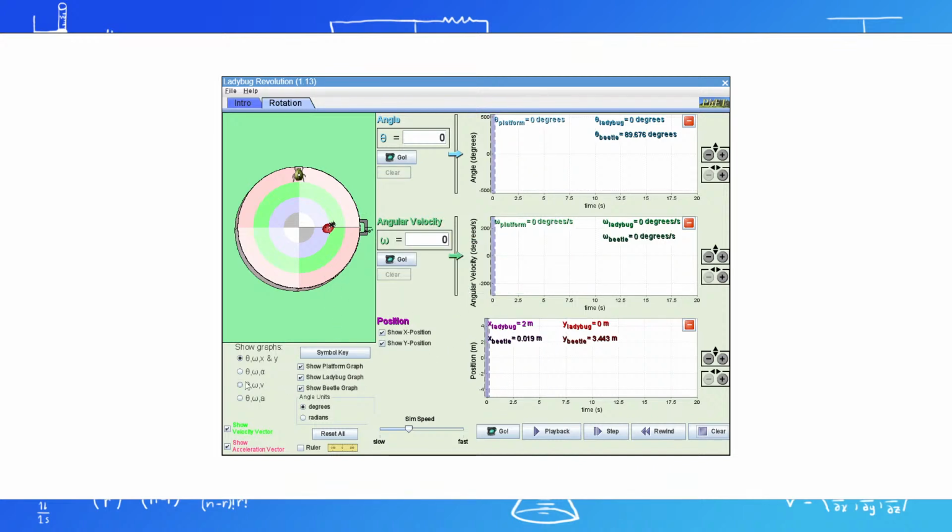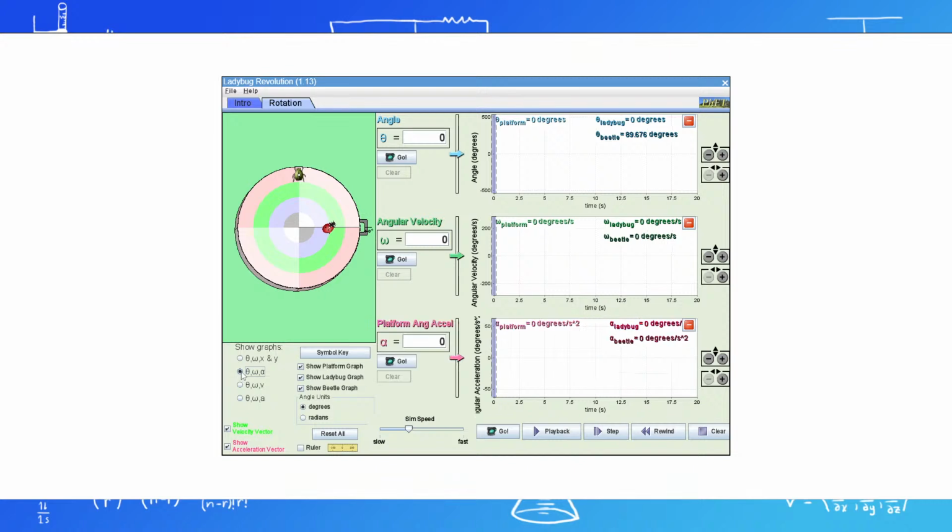I want to have a constant angular acceleration. So I want to show graphs of theta, omega, and alpha. And I'll start with theta equals 0 and omega equals 0. We'll start from rest. And I will give the platform an angular acceleration of, I guess it's in degrees or radians, I'll just keep it in degrees, I'll give an angular acceleration of 2.